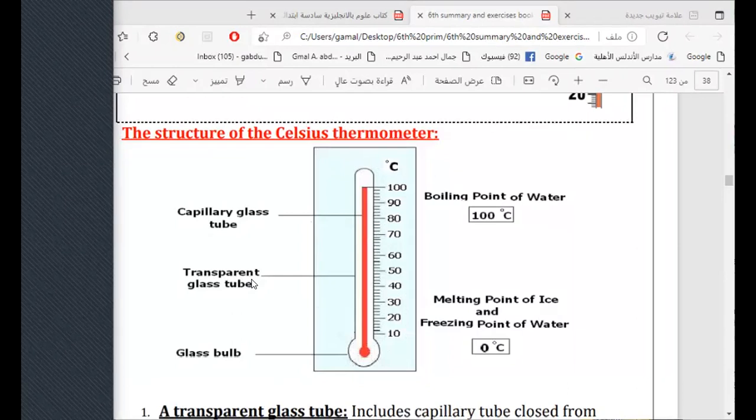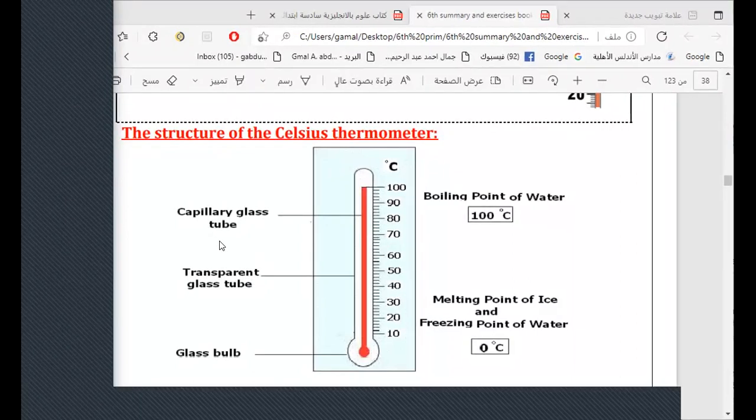Ahmed, what do we use the Celsius thermometer for measuring? Liquid. Very good, Ahmed. Hamza, you will say it again. It's used for measuring liquids. Temperature of a range, yeah, 0 degrees Celsius to 100 degrees Celsius.